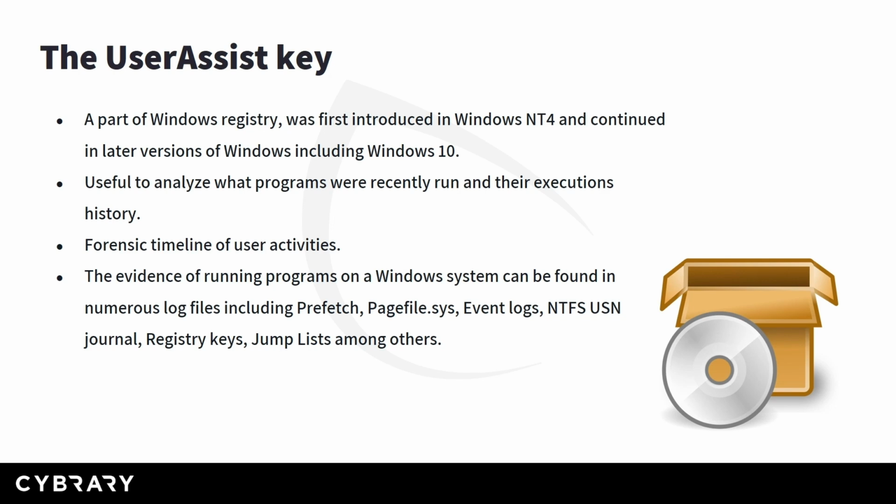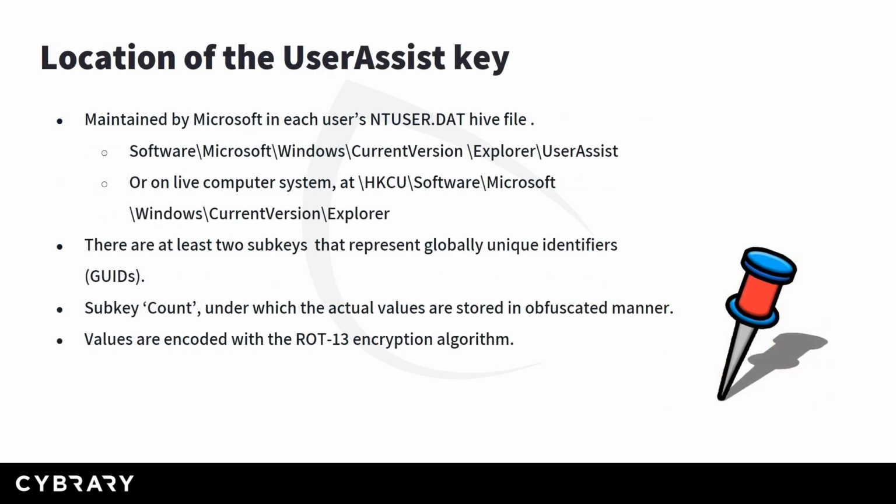The evidence of running programs on a Windows system can be found in numerous log files including prefetch, page file, event logs, NTFS USN journal, registry keys, jump list, among others. The User Assist key is maintained by Microsoft in each user's ntuser.dat, which is a hidden file at the following path: software, Microsoft, Windows, current version, Explorer, User Assist, for all versions of Windows, or on a live computer system at HKCU, software, Microsoft, Windows, current version, Explorer, User Assist.